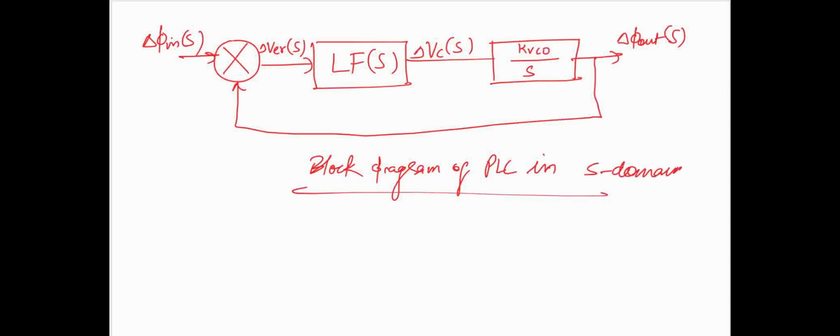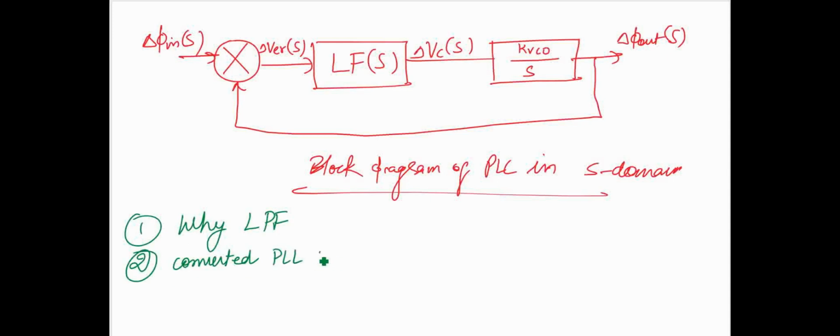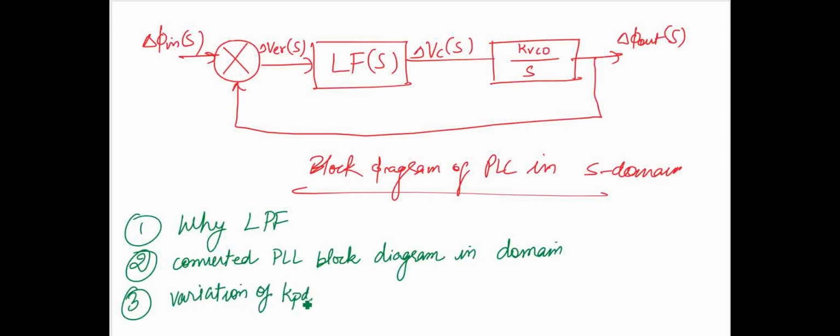This is all for today, and let's see what we have learned in this lecture. The first thing, we understood why the low pass filter. Number two, we converted the PLL block diagram in the S domain. And third thing, we understood the variation of KPD, that is the gain of PD, due to non-linearity.